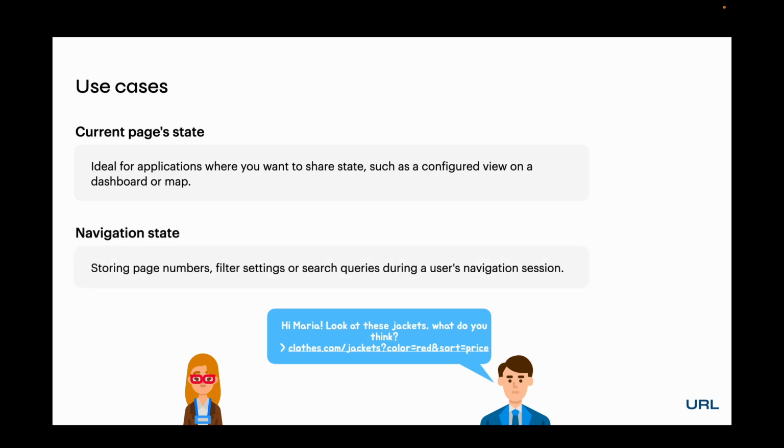URL search parameters are a good place for storing navigation state, like the page number, filter, and search query. For example, in a table component, you usually have many configured parameters, like filters and sorting. Or in an online clothes shop, when a user wants to share a page with a friend to ask for help in choosing something. We should also use URL search parameters in such cases.